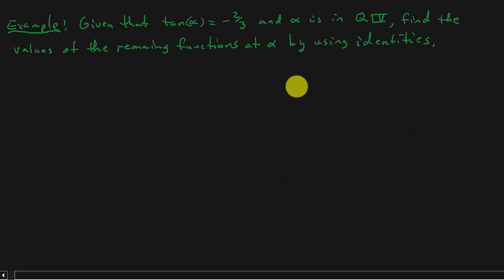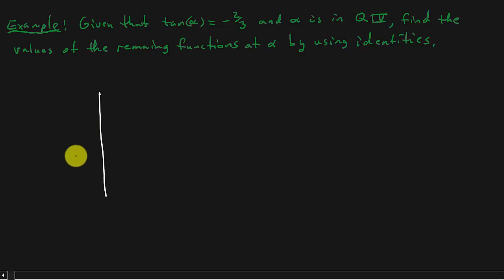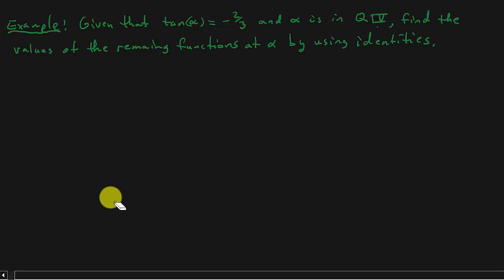All right, so let's look at this example here. Given that tangent alpha equals -2/3 and alpha is in quadrant 4, find the values of the remaining trig functions at alpha by using identities. One way that you've probably already learned how to do this is to draw it like this and label. We know this would be the -2, this would be the 3, and then you would find r, and then you could find all the trig functions like that.